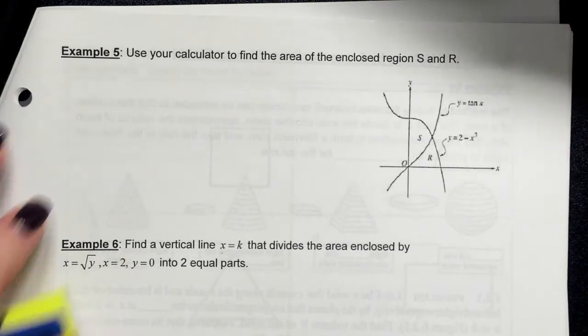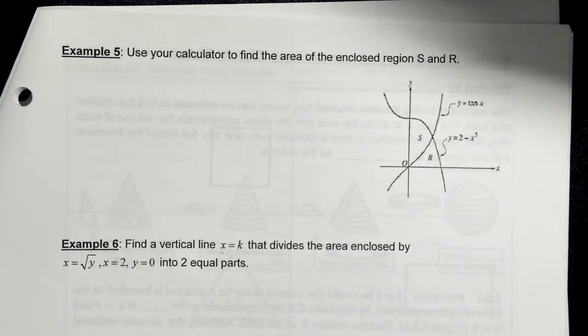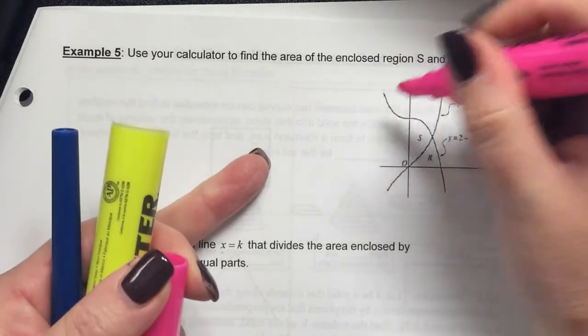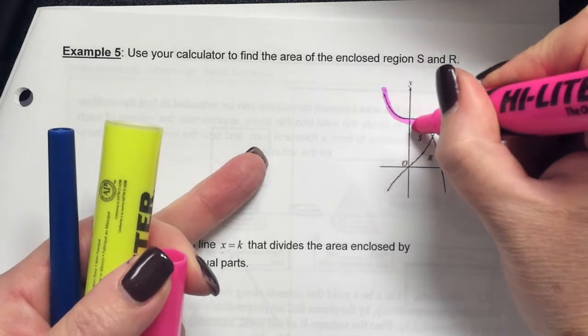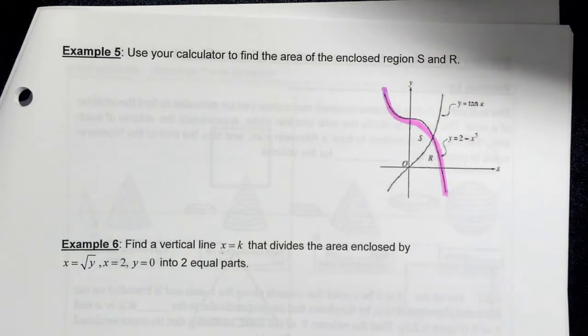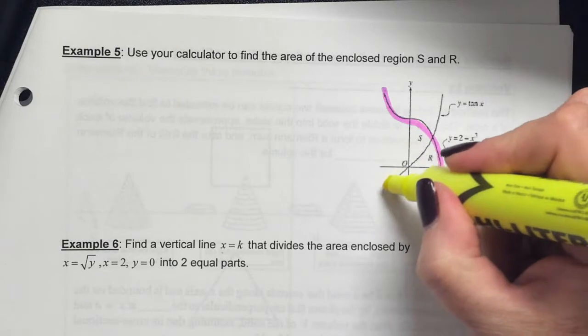Use your calculator to find the area of region S and R. Now notice they're not being specific in terms of whether they want us to integrate with respect to x or with respect to y. So again, notice they're giving me two functions. I've got 2 minus x to the third, which I've labeled in pink. I've got y equals tangent of x.